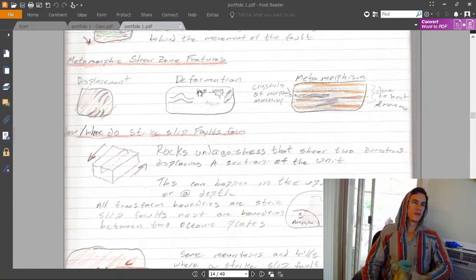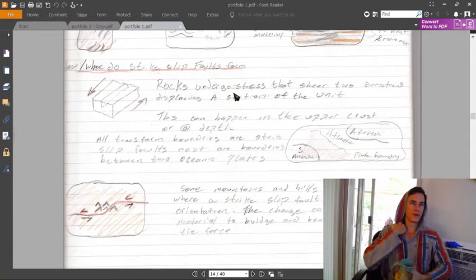Metamorphic shear zone features. Displacement, which is just moving from here to here. Deformation, which is stuff that was like this, that gets all squiggly and undefined. Metamorphism, crystals change from one material to another due to heat and movement.